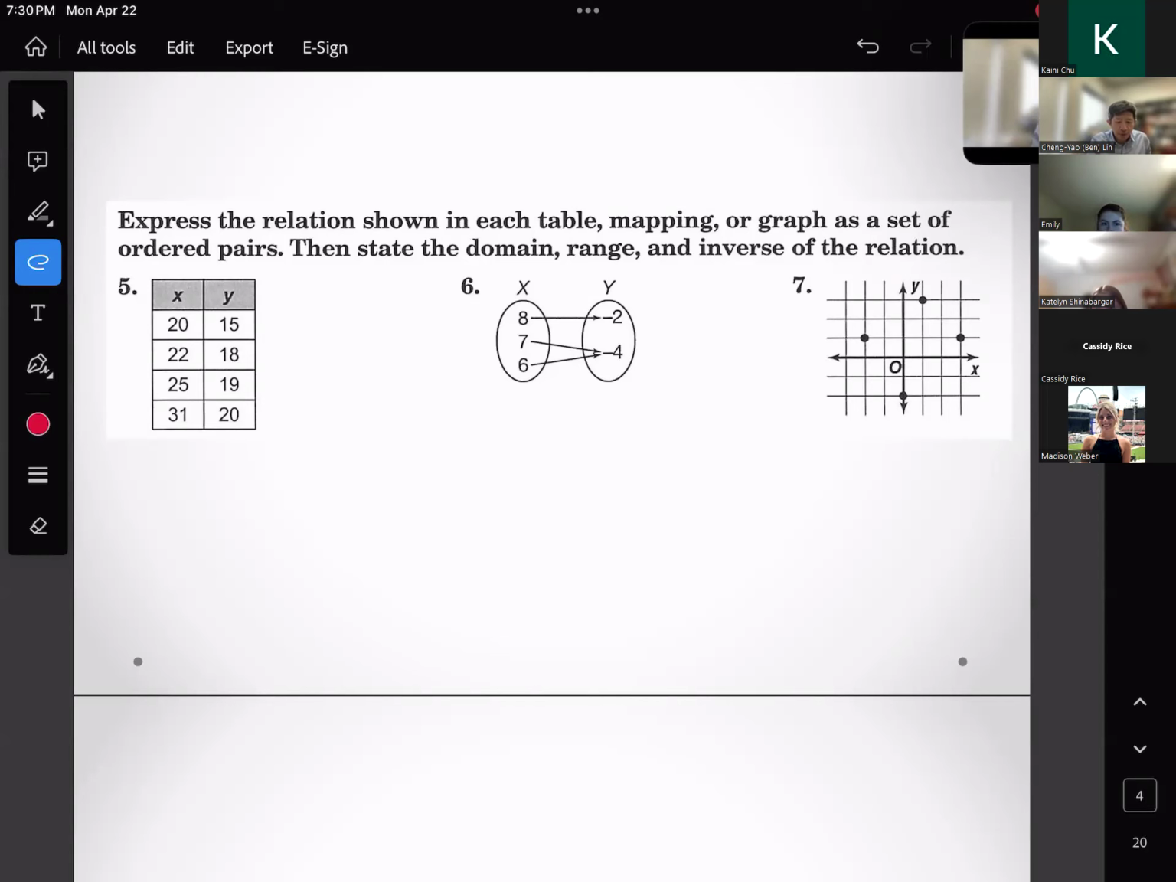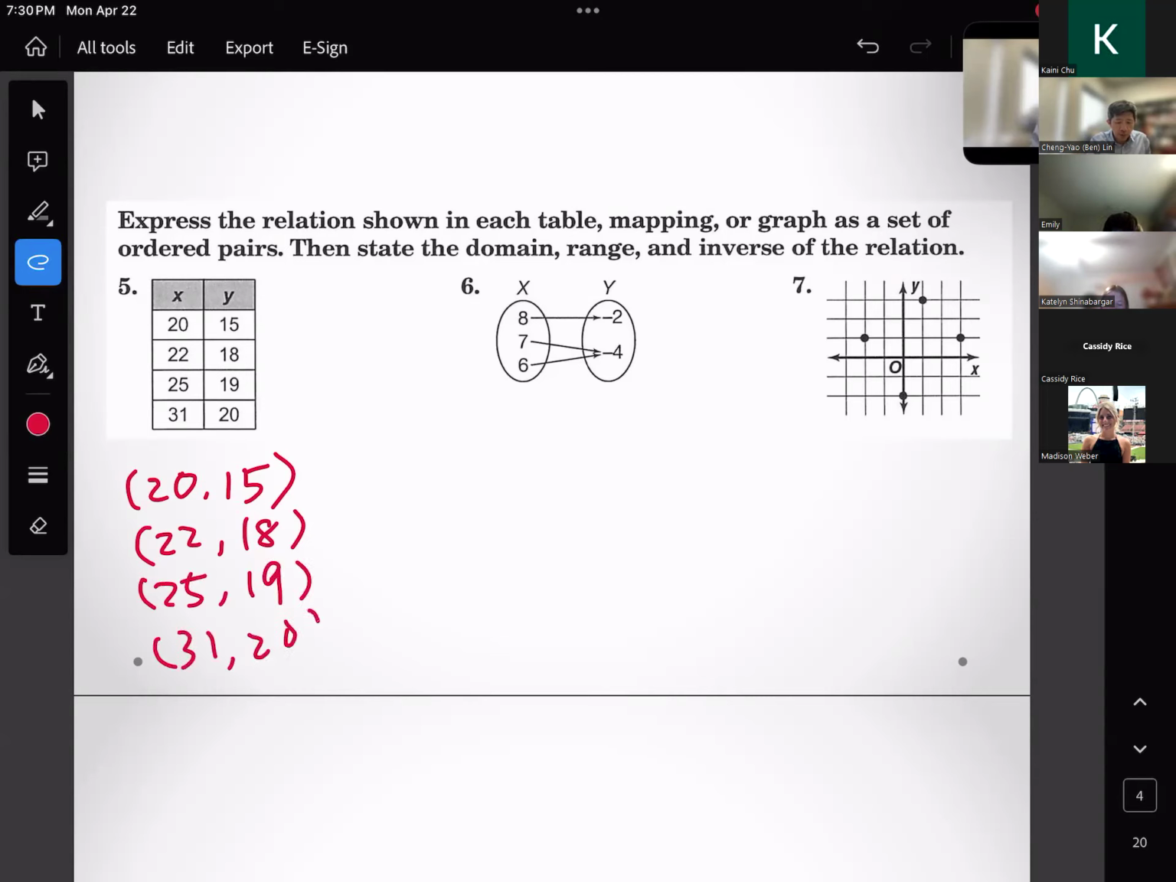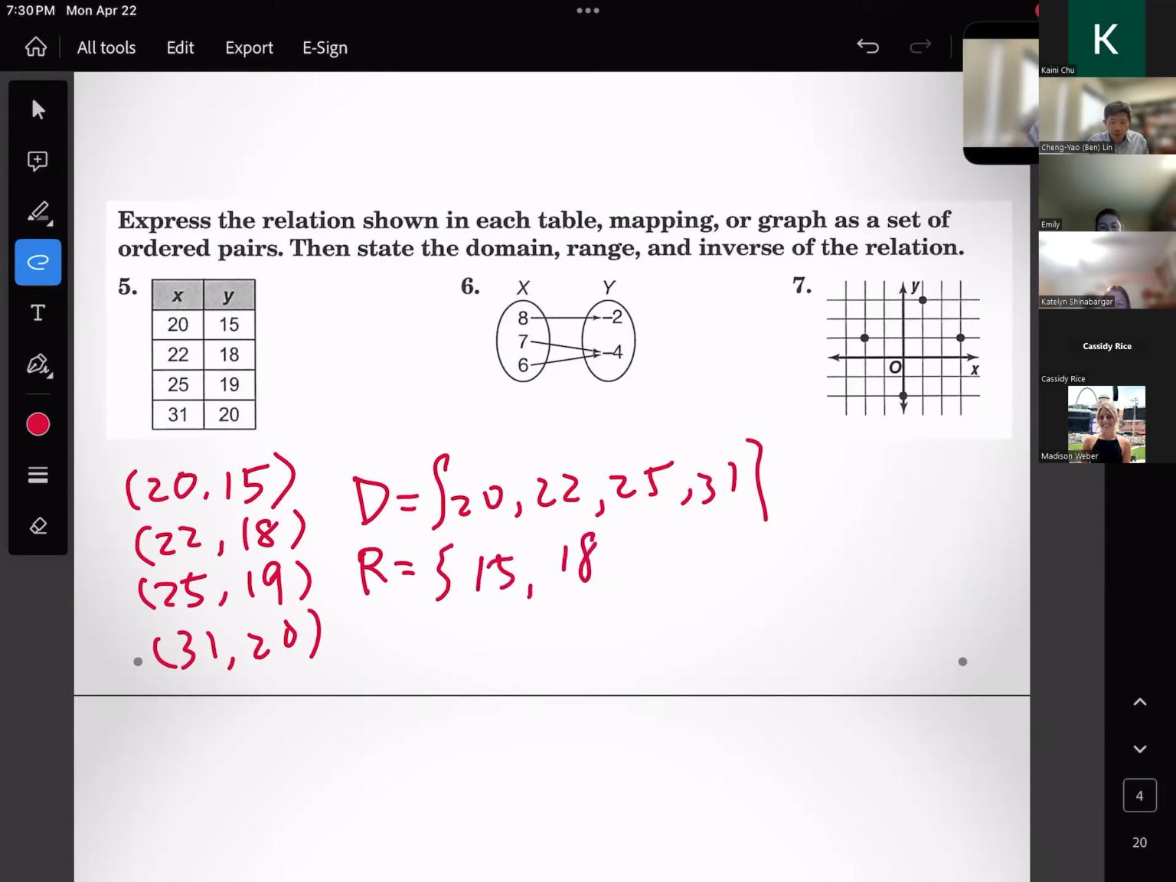Okay, I want to find the pairs. First of all, the first pair is 20 and 15. The second one is 22 and 18. Then the third one, 25 and 19, and then 31 and 20, okay? Now, what's the domain? The domain is 20, 22, 25, 31. Now, the range is 15, 18, 19, and 20, okay?